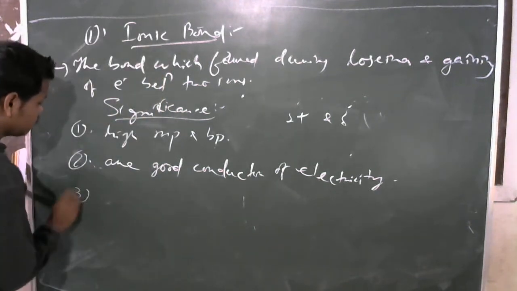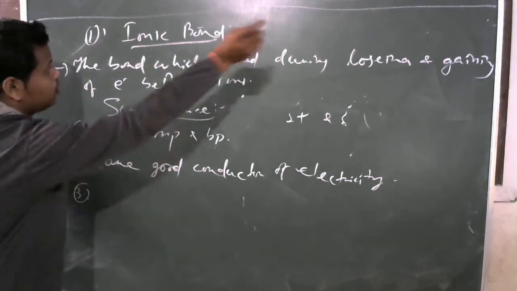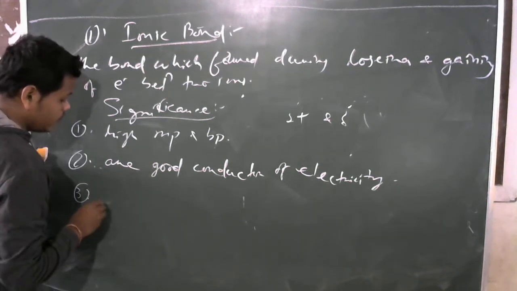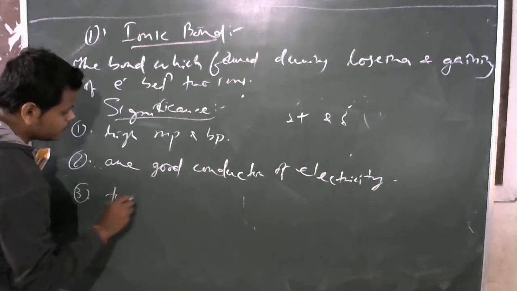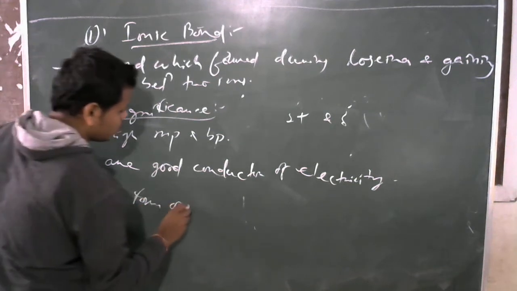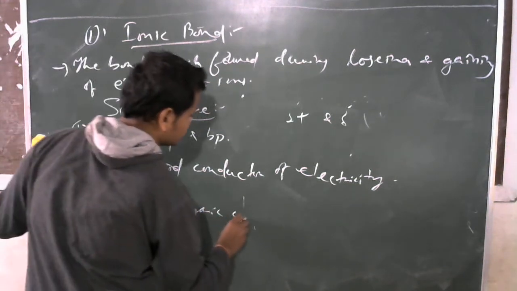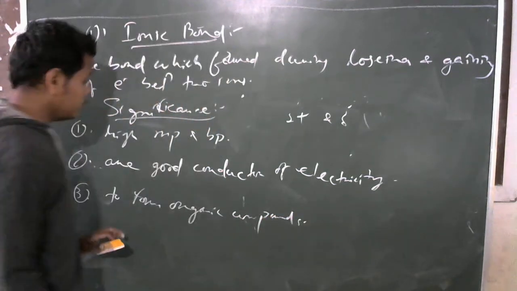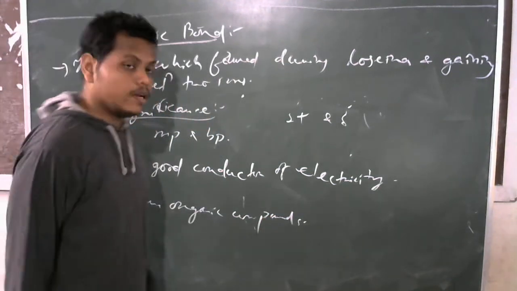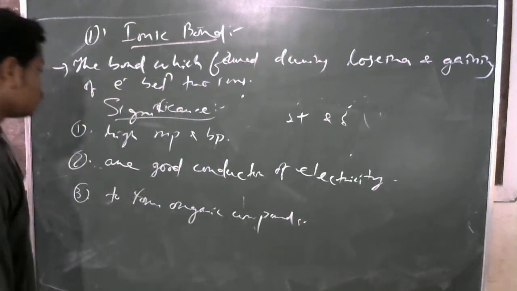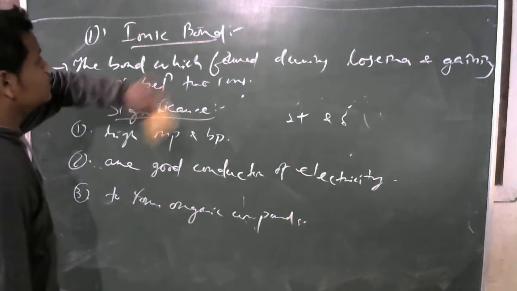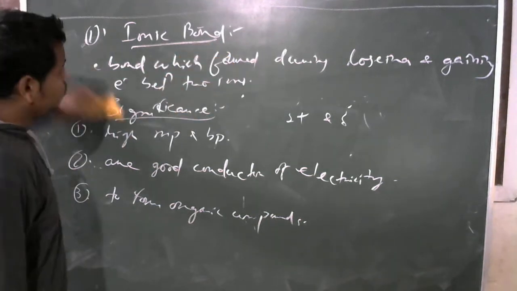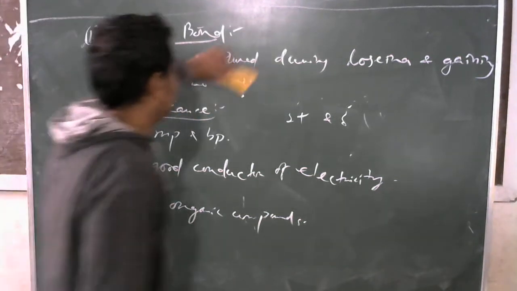Then the third one: ionic bonds generally help to form organic compounds. In biochemistry, ionic bonds will help to form several organic compounds. So these are some of the significance of ionic bonds in brief. Then we are going to discuss covalent bonds.